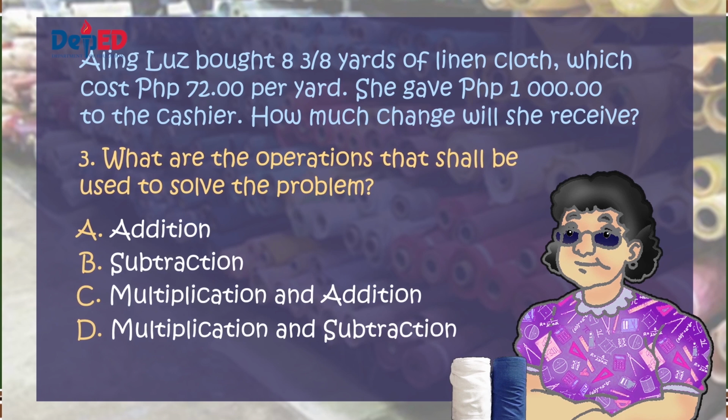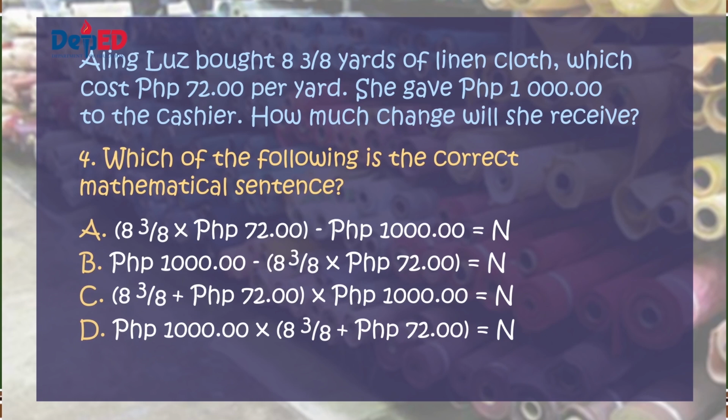Number 3. What operations shall we use to solve the problem? A. Addition. B. Subtraction. C. Multiplication and addition. Or letter D. Multiplication and subtraction. Number 4. Which of the following is the correct mathematical sentence? A. The group of 8 3/8 times 72 pesos minus 1,000 pesos equals N. B. 1,000 pesos minus the group of 8 3/8 times 72 pesos equals N. C. 8 3/8 plus 72 pesos times 1,000 pesos equals N. Or letter D. 1,000 pesos times the group of 8 3/8 plus 72 pesos equals N.